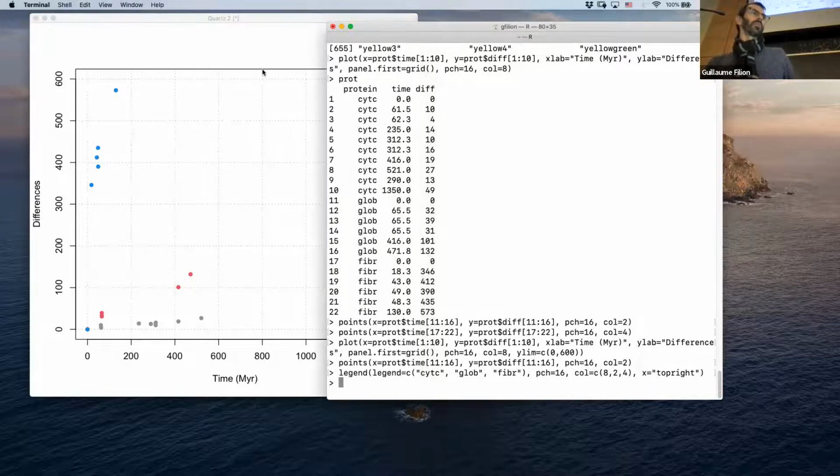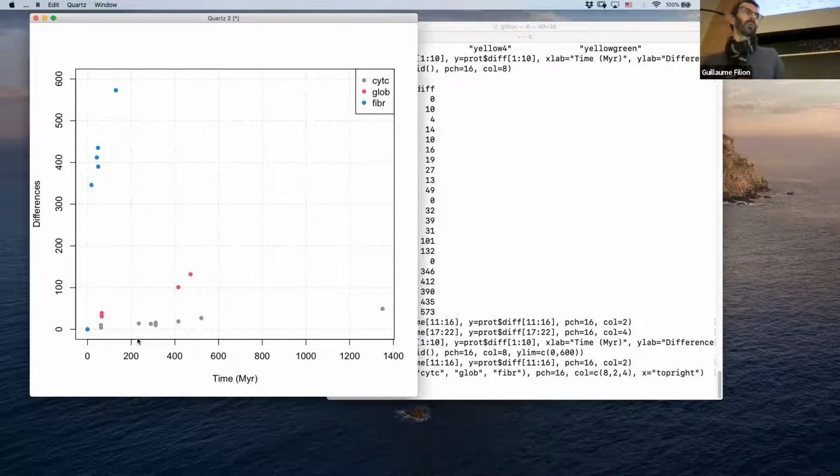Very good. So that's it. That's our plot here. So let's recap what this plot is. Remember, on the x-axis, this is the time of evolution between pairs of proteins. The y-axis is the number of differences. And we can see pretty much that the hypothesis seems to hold, right?